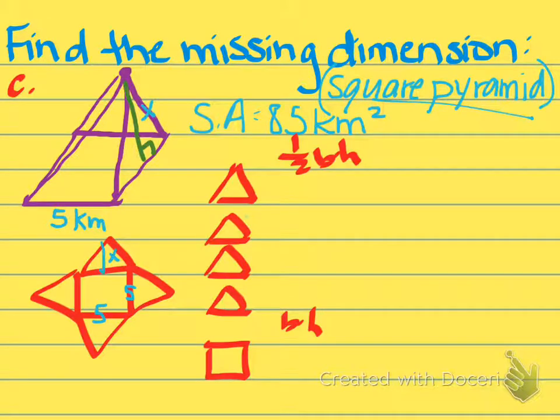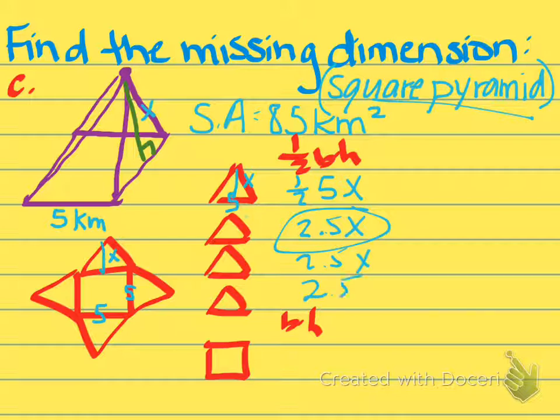All right, so just like always, I first set up my net, and then I drew out each of my individual shapes. Then I'm going to plug in the numbers that I know. I know that the base of all my triangles is 5 and that the height of them is x. So I'm going to do 1/2 base times height. The base is 5 and the height is x. 1/2 of 5 is 2.5. Hopefully you used the decimal, because I find it easier to deal with than the fraction. So each of them is going to be 2.5x.